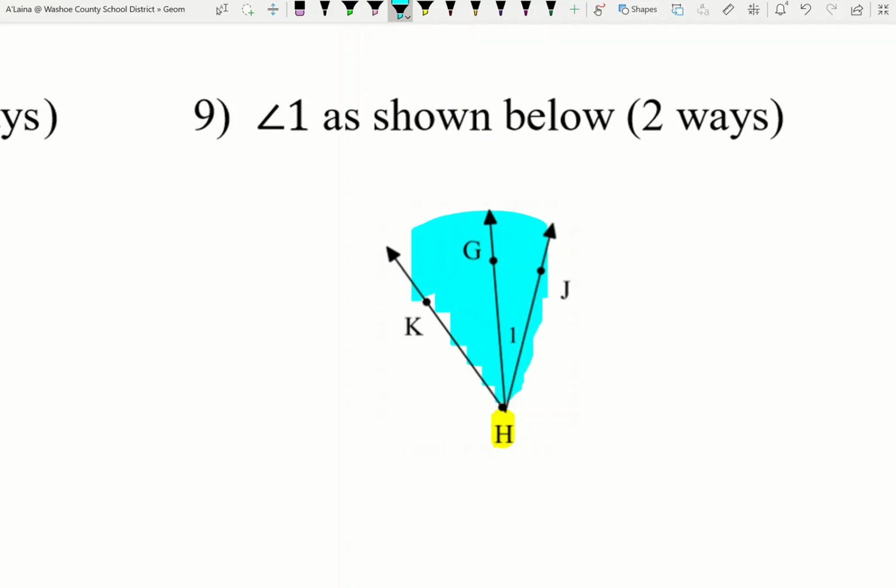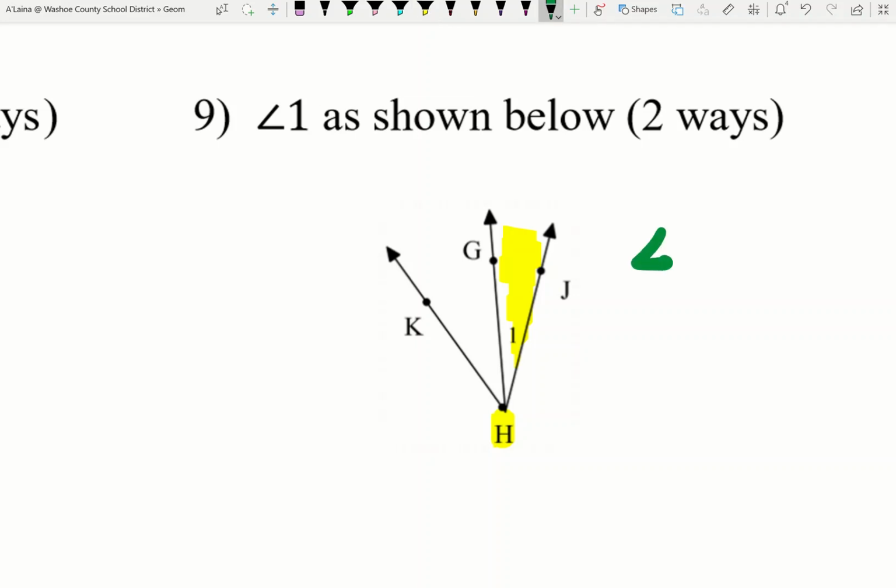I cannot name this angle as angle H because I don't really know which angle I'm referencing. If I say angle H, you don't know if I mean the angle on the right, the small angle on the left, or the big angle. But we want to be able to specifically identify to the reader where angle 1 is. So I cannot call this angle H.